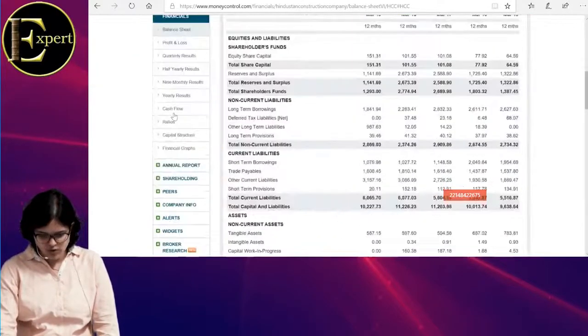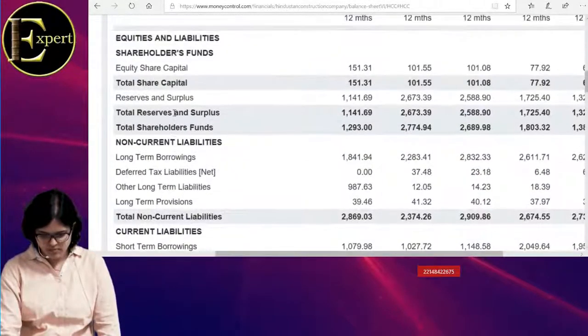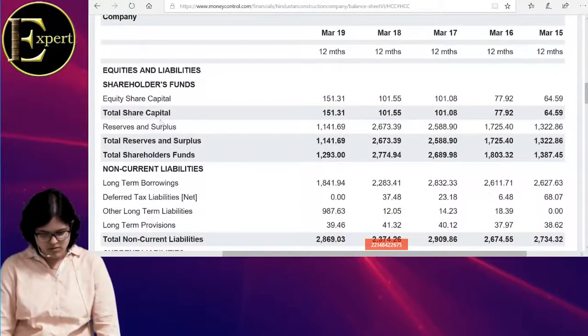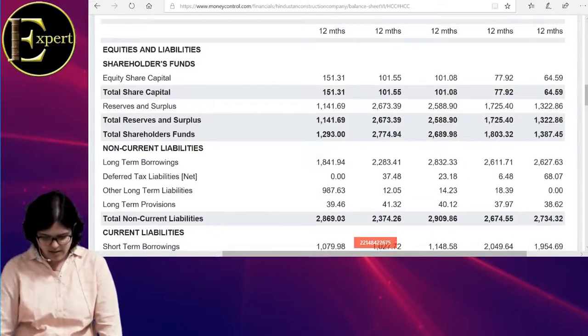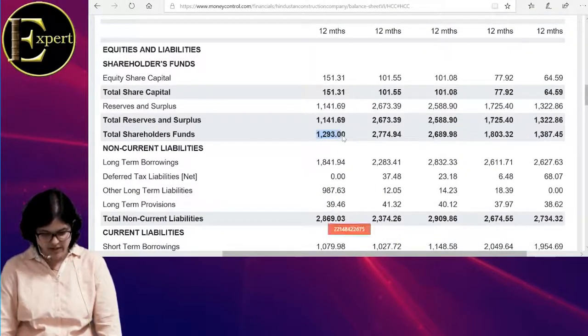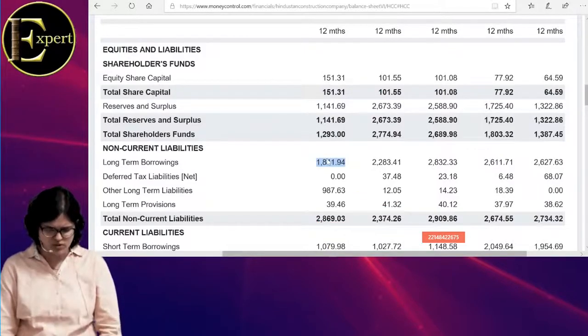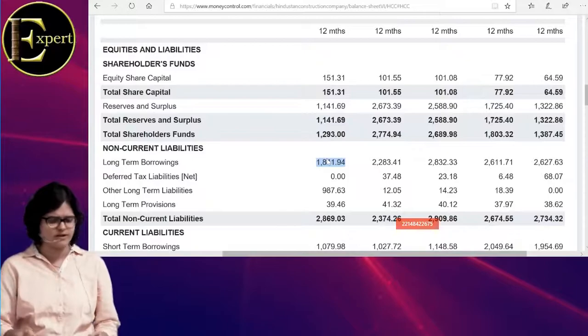Again, I'm showing you their balance sheet. कितनी वाट लग गई देखो. Total shareholders' funds is 1293, and total long-term borrowing still is not that bad, 1841. Okay, so in fact, मुझे थोड़ा अलग इसका position लग रहा था. HCC, I thought it was very bad. It's not so bad actually.